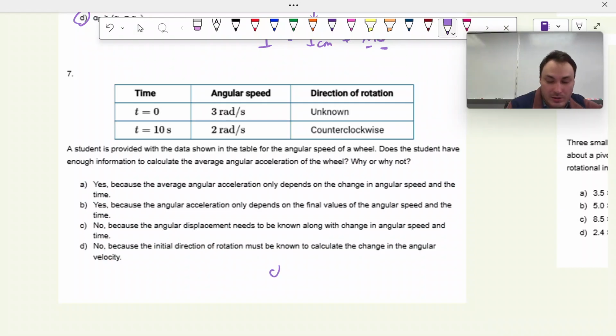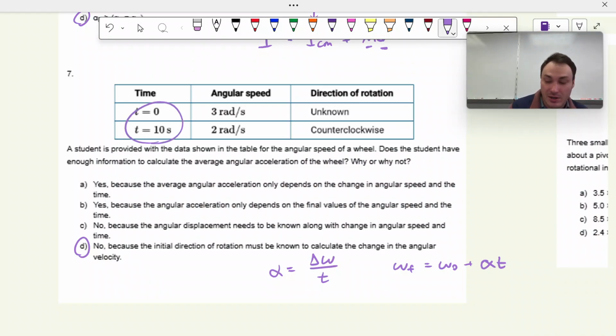So, angular acceleration is the change in angular velocity over time. That comes from this equation, omega final equals omega initial plus angular acceleration times time. The answer is going to be no, and the answer specifically is D. We can't figure out what the angular acceleration is because we don't know what this initial direction of rotation is.